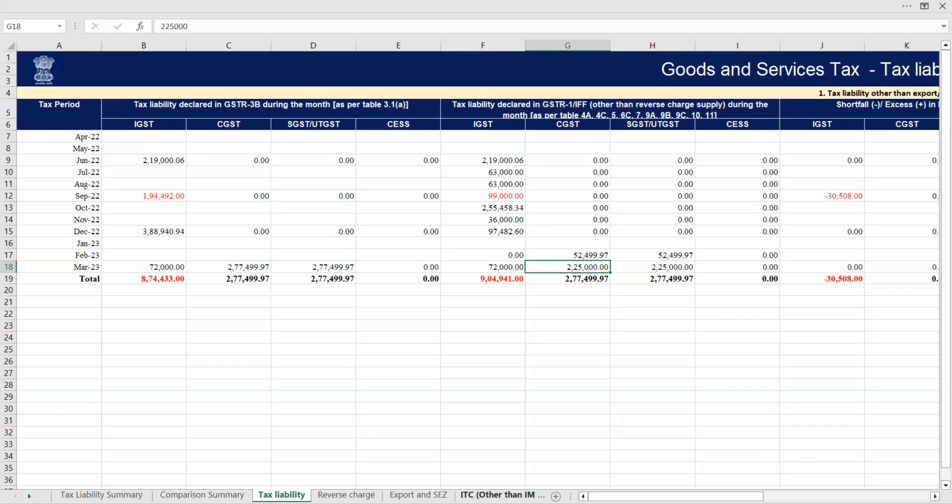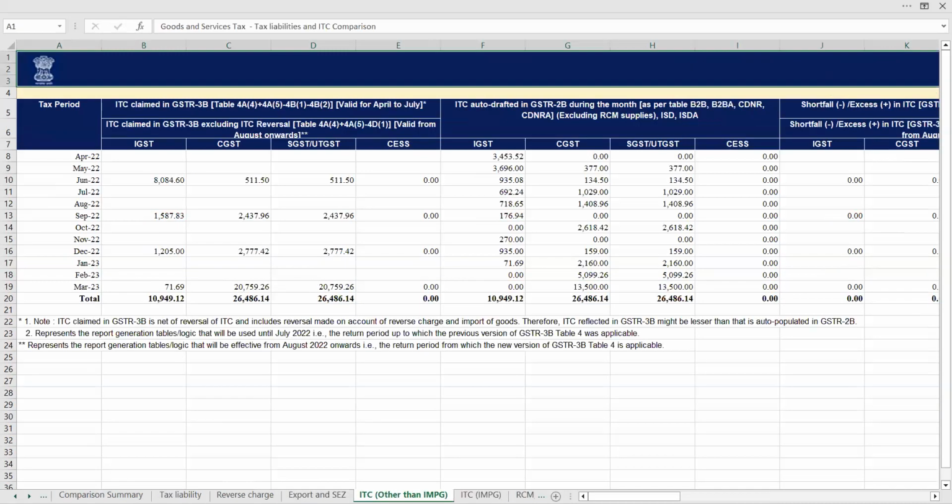So you can see. Now we are discussing ITC, so there is an ITC sheet also here. This is what we have discussed. Whatever you see in the ledger, cash ledger, credit ledger, the same thing is reflecting here, 8,085, 512, 512.